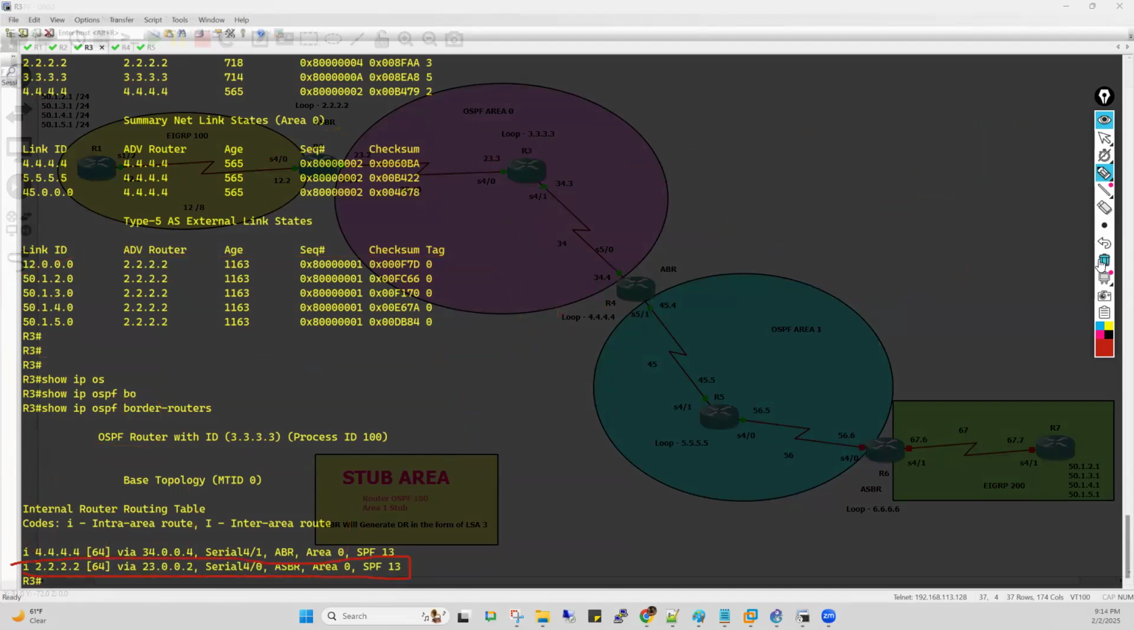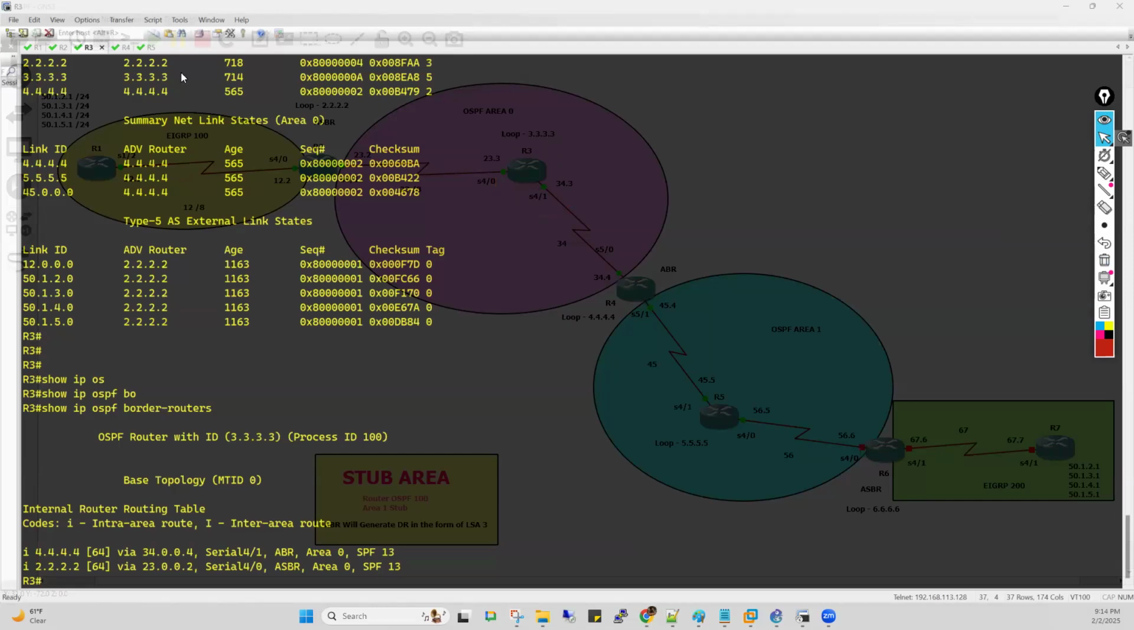It means when I write this command, this router already knows who is the ABR in my network and who is the ASBR in my network. Tell me, yes or no. Yes, sir. It will show ASBR, ABR. Yes, this router already knows who is ASBR in my network. Right?